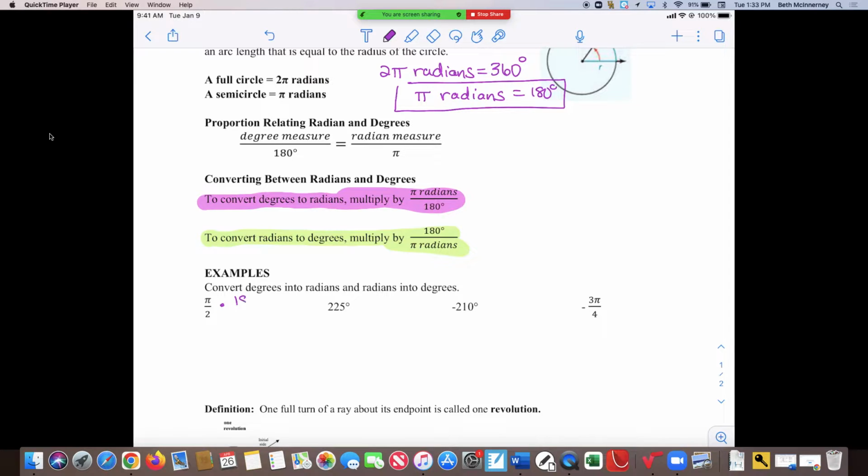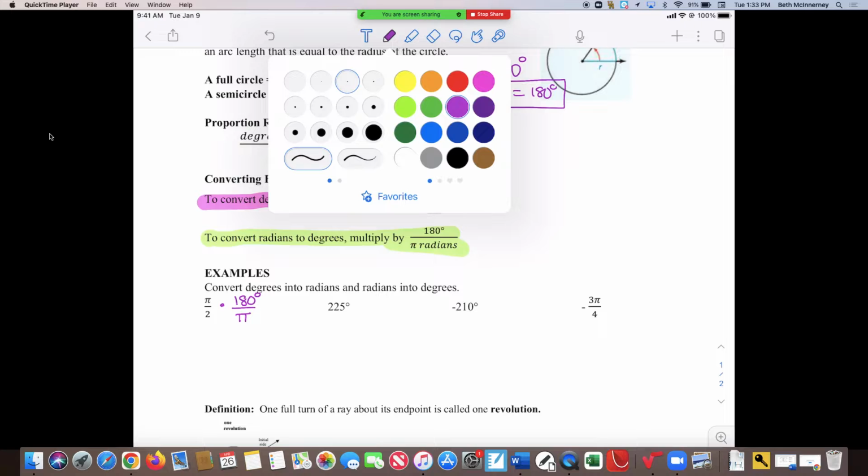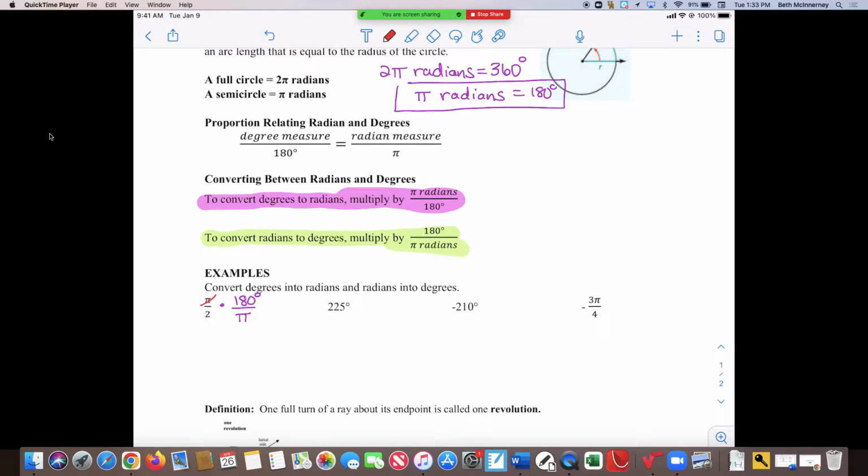So I want this in degrees, so I'm going to multiply by 180 degrees over pi. Then watch what you do. I can cancel the pi's, and I get 180 degrees over 2, and we can do that in our heads, right? What would 180 divided by 2 be? 90 degrees. So pi over 2 radians is equal to 90 degrees. And doesn't that make sense? If you take pi, which is 180, and divide by 2, that's up here at a 90-degree angle.